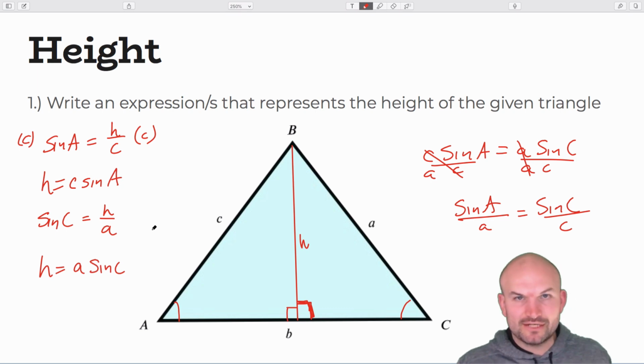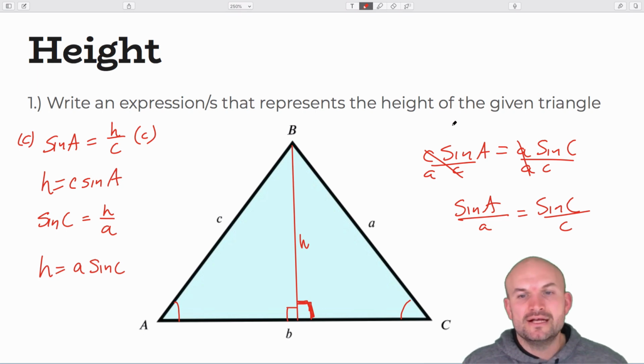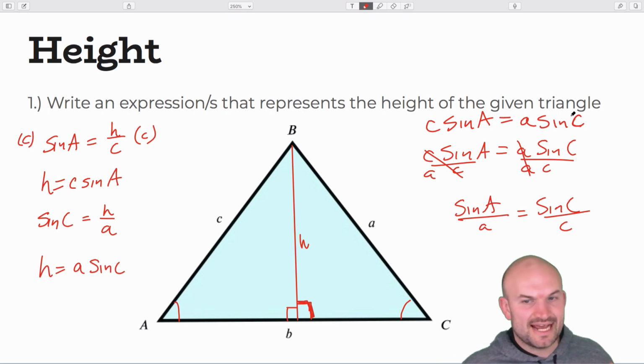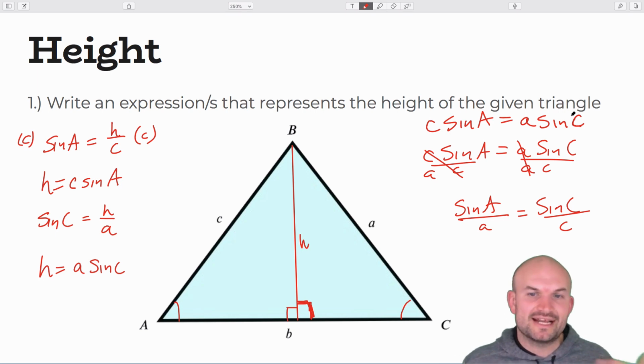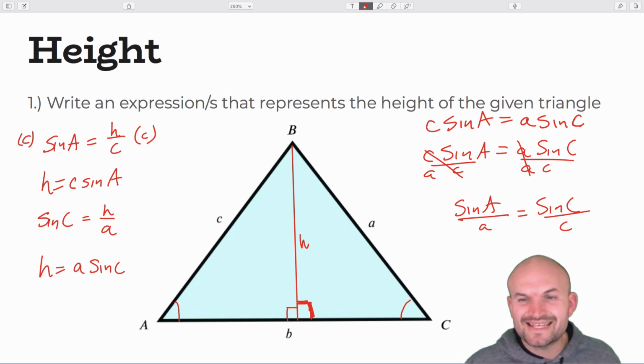Well, since H is equal to two different expressions, I can set those expressions equal to each other. And that's exactly what I did here. So I started this with C times the sine of A equals A times the sine of C. Now, obviously, I have C's and A's, so why don't we put them together? So I divided C on both sides and I divided A on both sides. And what I got was this proportion, where sine of A divided by A is equal to the sine of C divided by C. And that is what we call our law of sines.